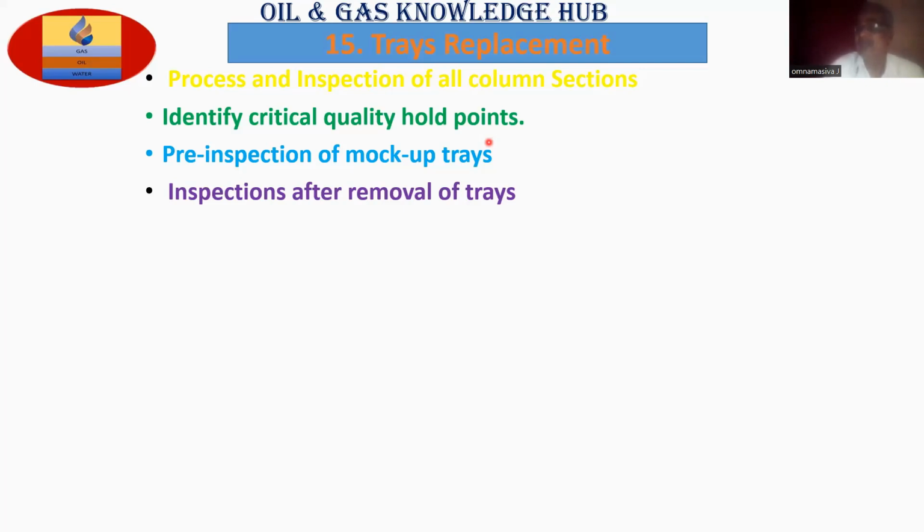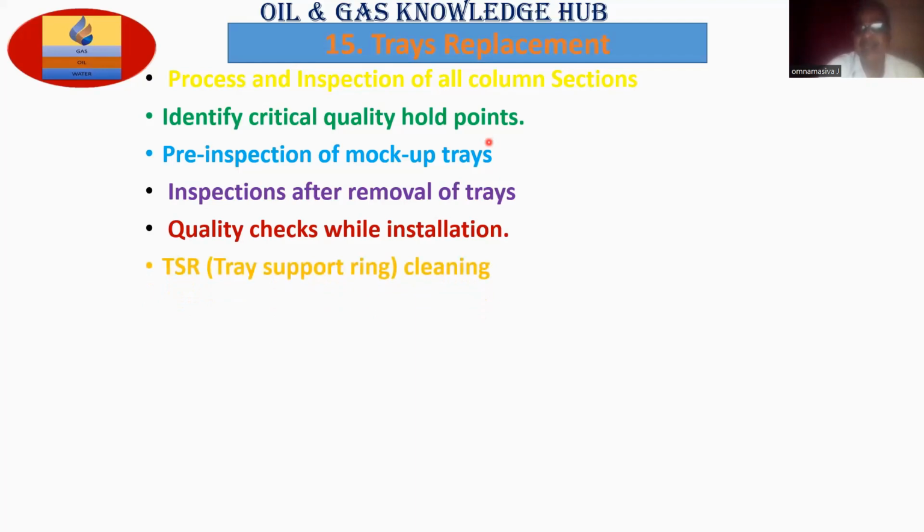You take stringent installation conditions. Quality checks while installation: at every stage, every bolt and nut, when you are tightening, call the quality inspector and check the torque, everything. Then only you go to the next activity. TSR, tray supporting ring, is most important. Cleaning is most important. TSR level checks: as I discussed previously, you should use a manometer. How to use it, I have explained previously.